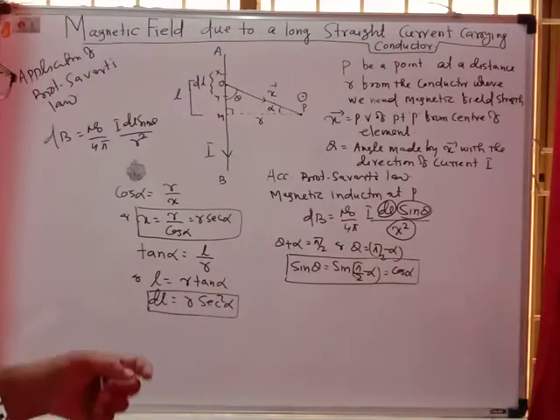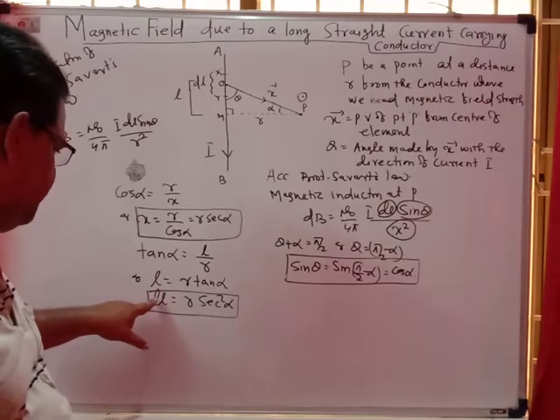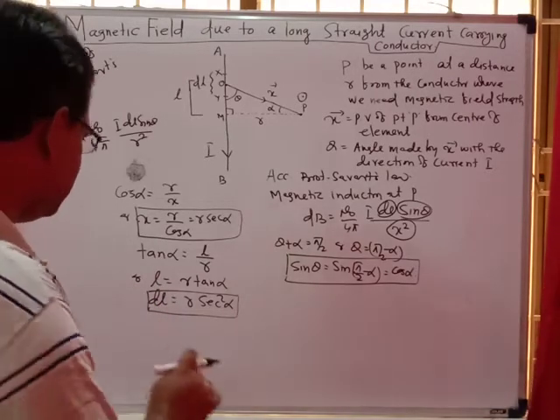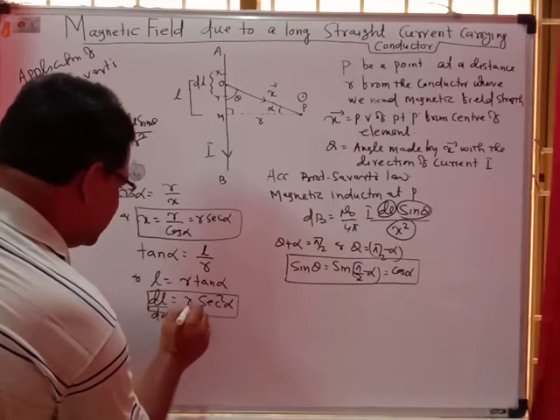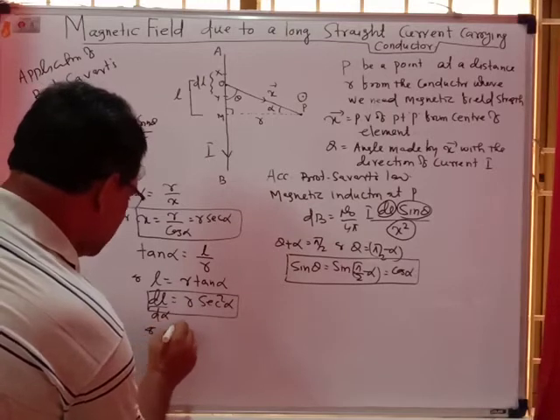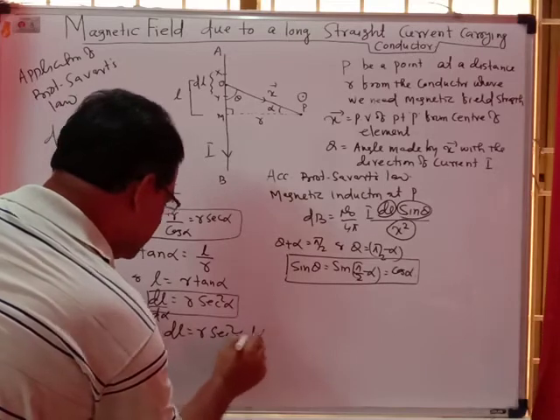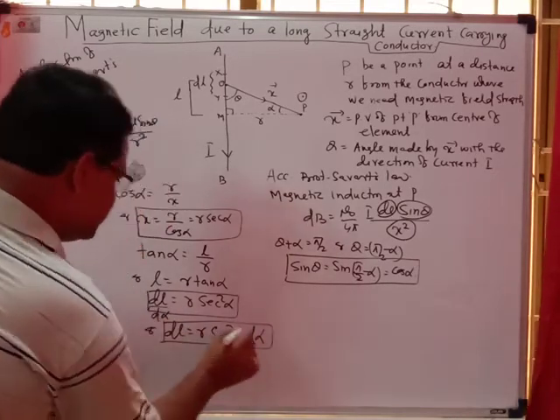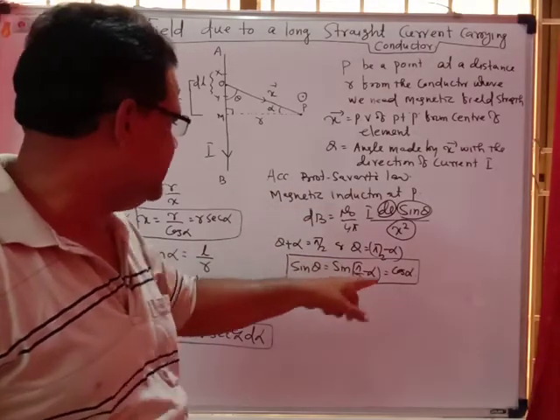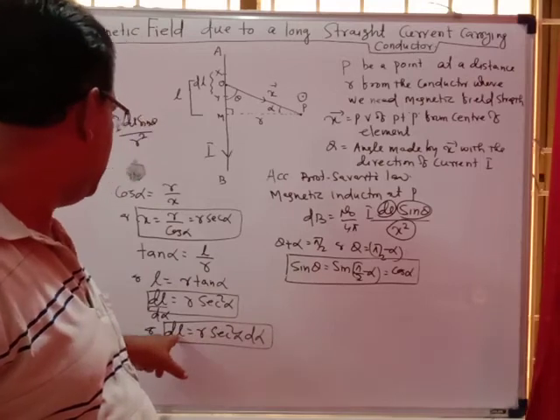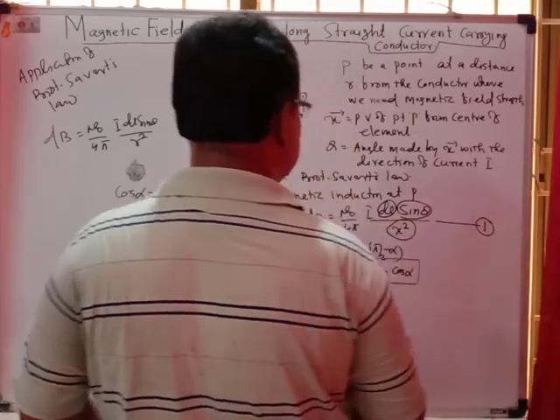Just listen to this: whenever you differentiate L, it will be dL upon d alpha. If you take dl upon d alpha equal to r sec square alpha, then dl equal to r sec square alpha d alpha. The differentiable quantity d alpha is left out. So putting all the values of sin theta, dl and x in equation number 1, what terms are you getting?